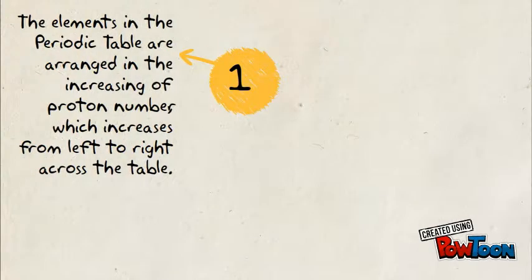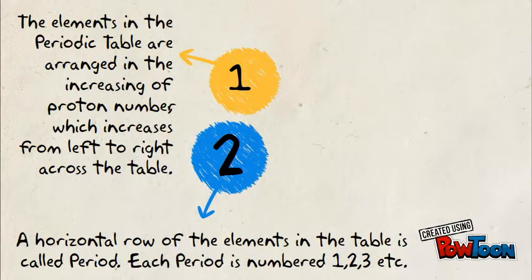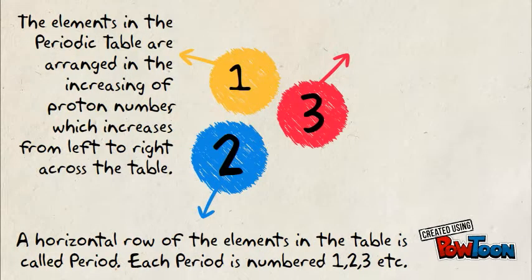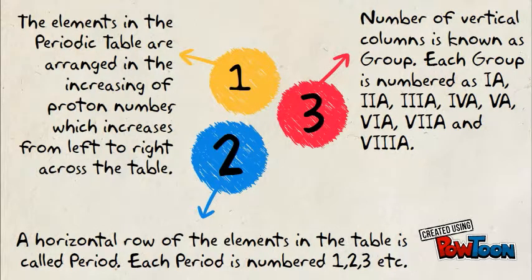The elements in the periodic table are arranged in increasing order of proton number, which increases from left to right across the table. A horizontal row of elements in the table is called a period. Each period is numbered 1, 2, 3, etc. A vertical column is known as a group. Each group is numbered as IA, IIA, IIIA, IVA, VA, and so on.